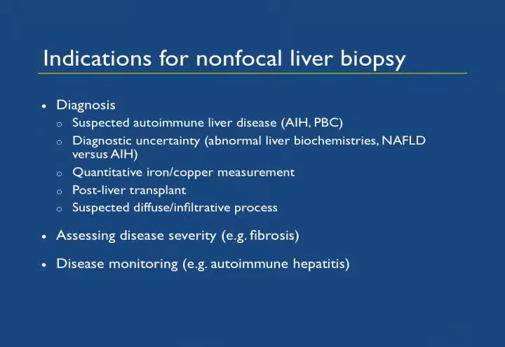It can also be used for obtaining tissue for quantitative iron or copper measurement. It is often used after a liver transplant to evaluate possible causes of abnormal liver biochemistries. And on occasion, when there's a suspected systemic process such as sarcoidosis or amyloidosis or some other diffuse process that may involve the liver. Liver biopsy can also be used in assessing disease severity, specifically liver fibrosis in a variety of chronic liver diseases, and also in disease monitoring such as in autoimmune hepatitis.